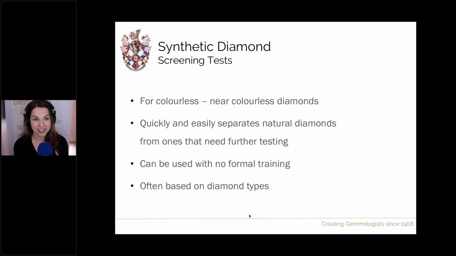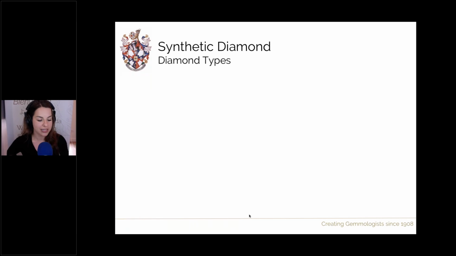To explain the screening tests coming up, I'm going to give you the quickest lesson ever on diamond types. When it comes to diamonds, we separate them into diamond types based on their impurities, so that's other elements within the structure, trace elements, a really small percentage. We either divide them into type 1 diamonds, those that contain nitrogen, and we separate those into type 1A, which are colorless to slightly yellow in color, or type 1B, which are often a much more vivid canary yellow in color.